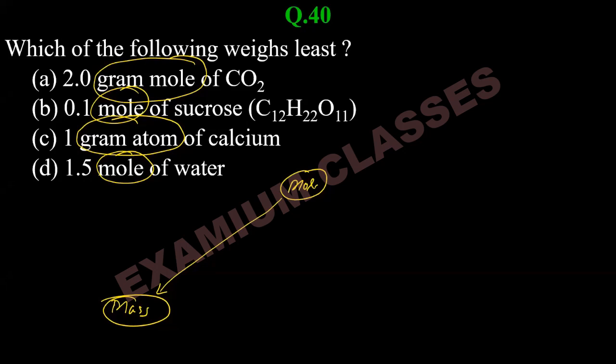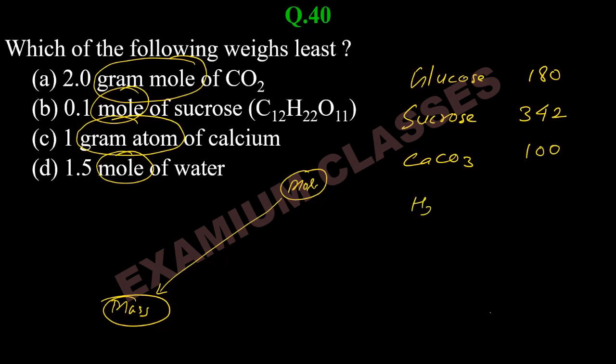Sucrose molar mass you need to remember. There are few molar masses I would suggest that you remember. Glucose 180. These will help you to save time. Sucrose 342, calcium carbonate 100, H2SO4 98. These will be used very frequently, and if you don't remember, you will have to calculate in the examination. Don't do that.